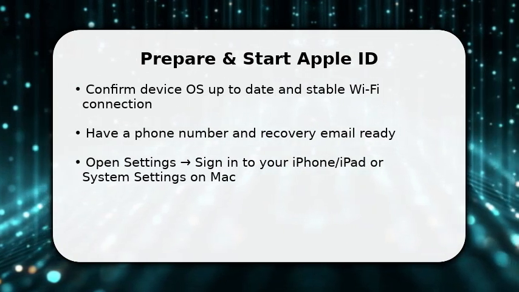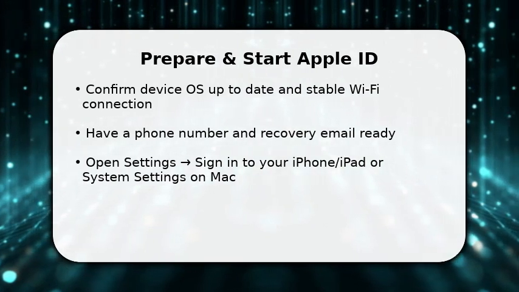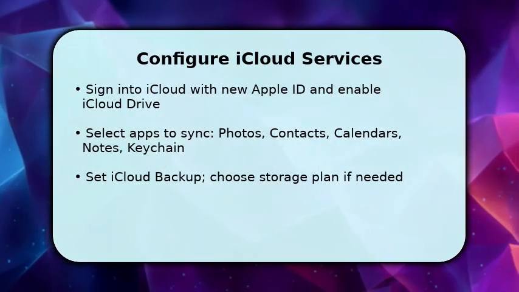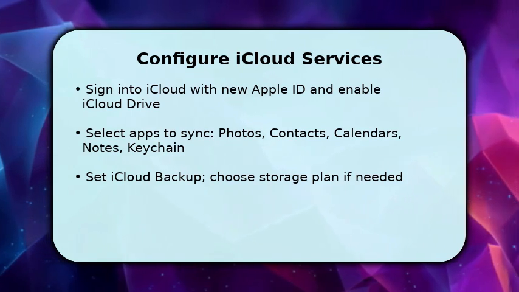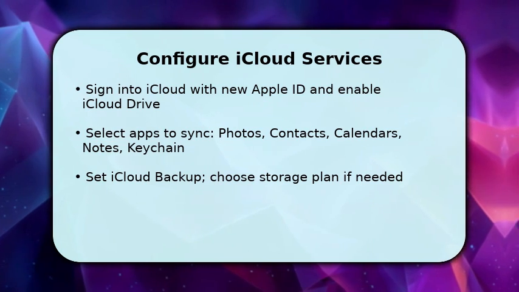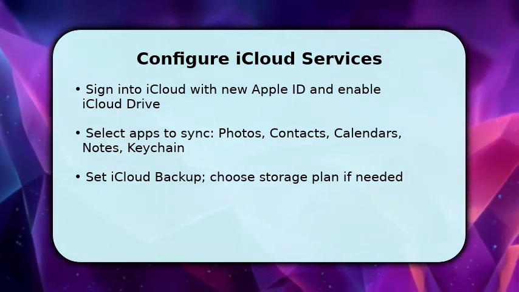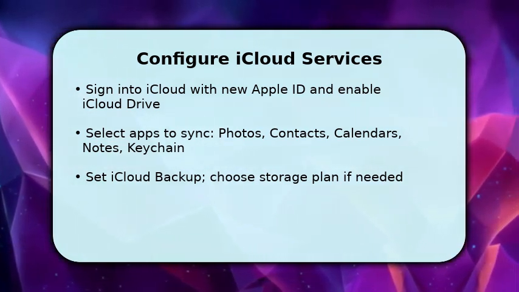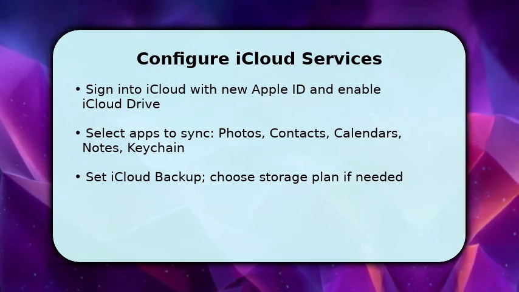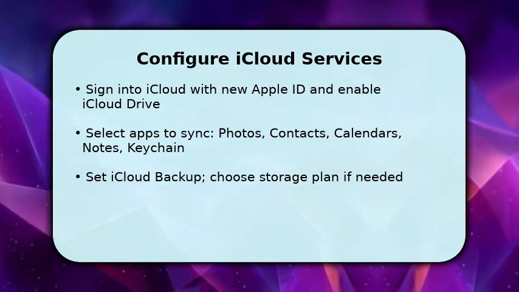Make sure to read the data and privacy summaries so you know what iCloud will sync and backup automatically. After signing in, go to iCloud settings and toggle the services you want to use. You enable photos if you need cross-device image sync, contacts and calendars for continuity, and keychain for saved passwords. This centralizes data securely. Next, enable iCloud backup so your device backs up automatically when charging on Wi-Fi.